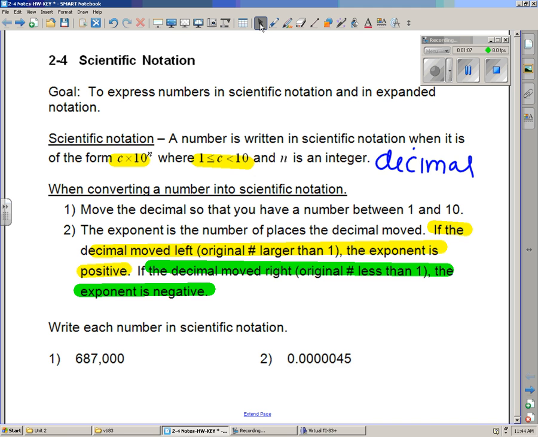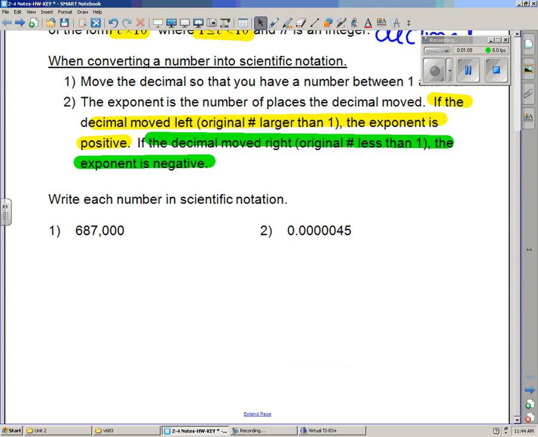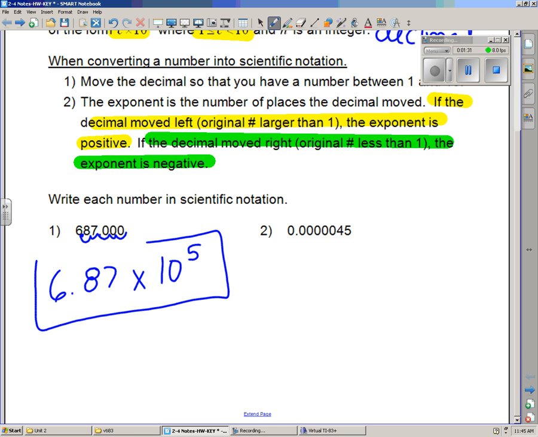So here are a couple of examples. Write each number in scientific notation. Here we've got a number that is greater than 1. In order to find a decimal between 1 and 10, I would put a decimal point right in between the 6 and the 8. So 6.87 is my decimal. And I'd have to move my decimal 1, 2, 3, 4, 5 places, and it's going to be times 10 to the 5th because my number started out larger than 1, or my decimal place moved left.